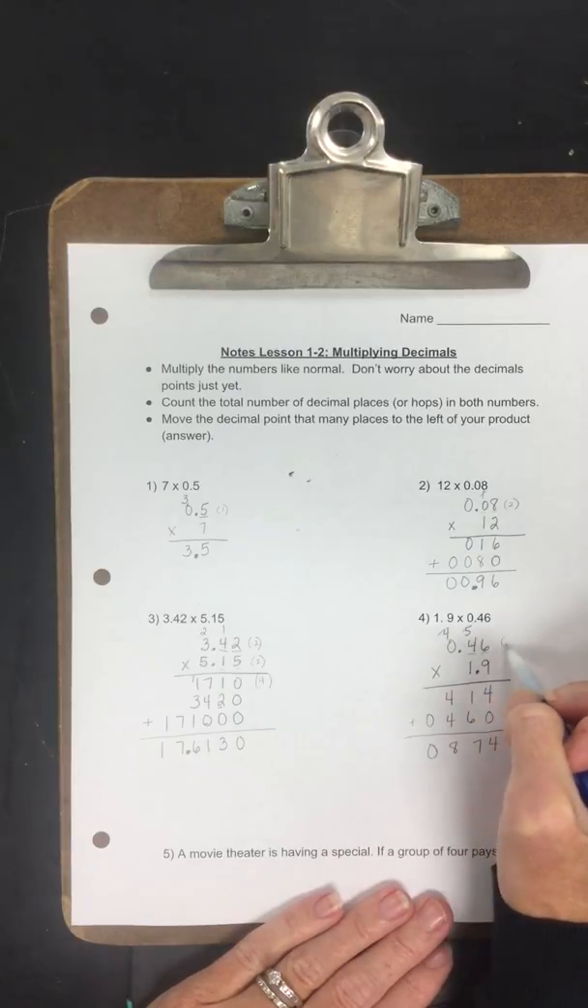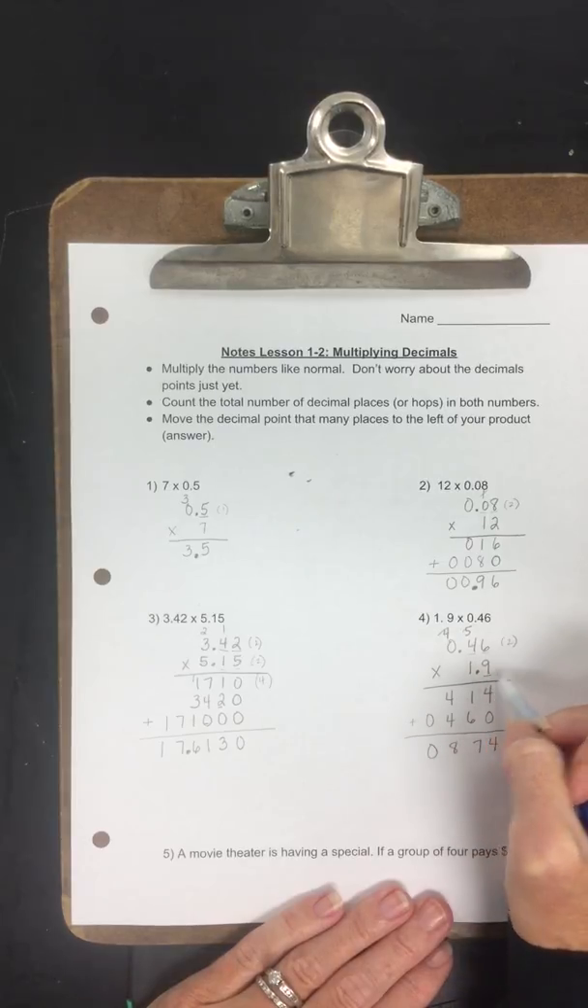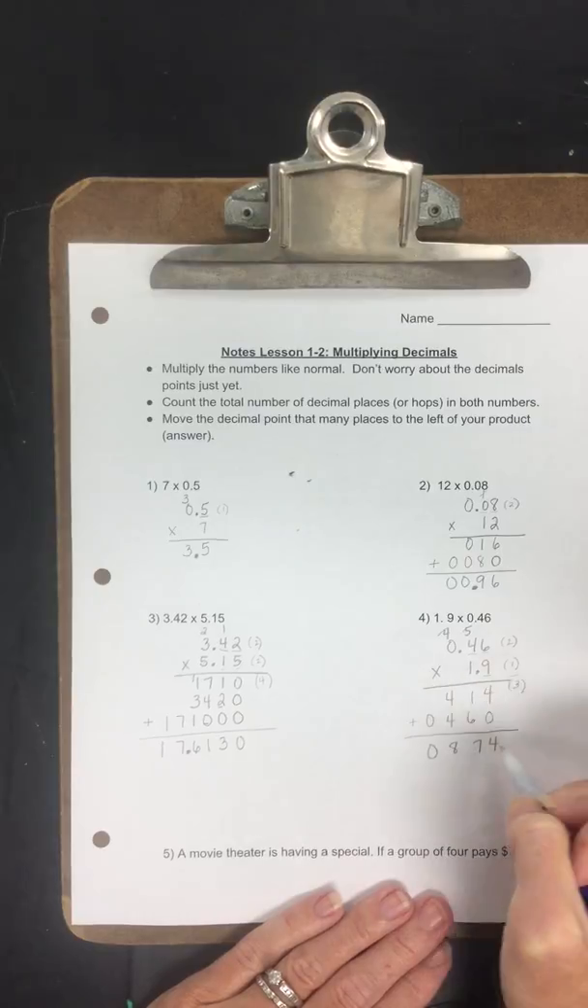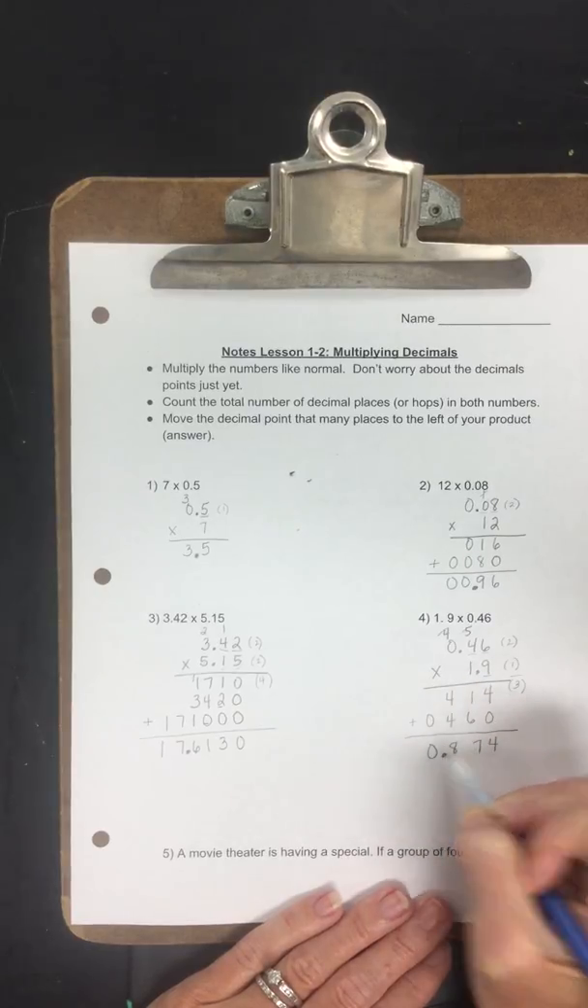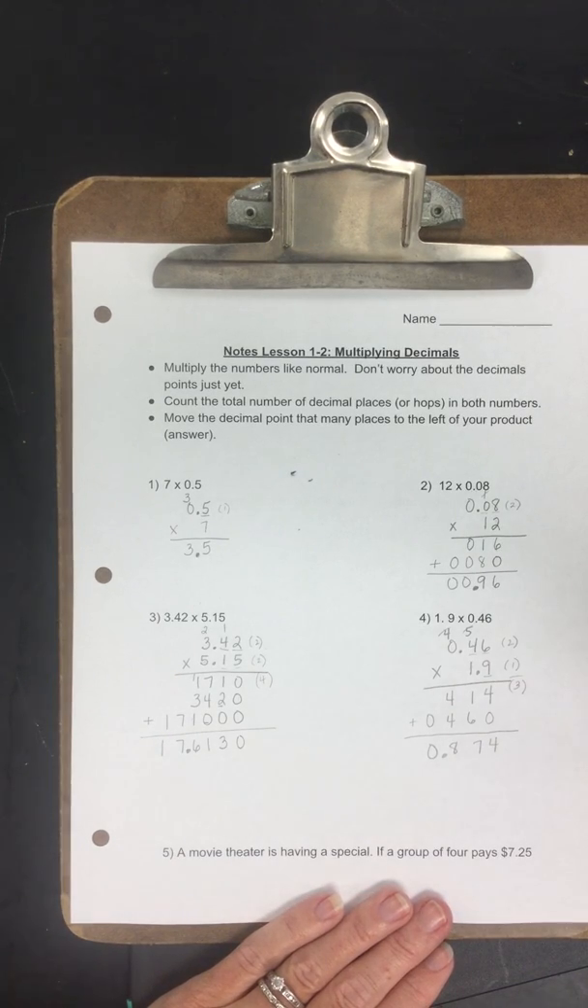So 2 numbers past the decimal point here, 1 number past the decimal point here, for a total of 3 places over. So start at the end, 1, 2, 3, 0.874.